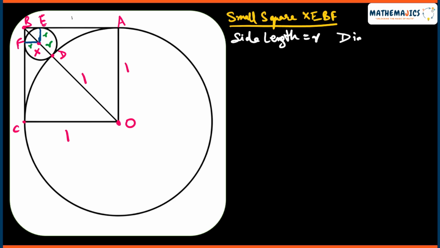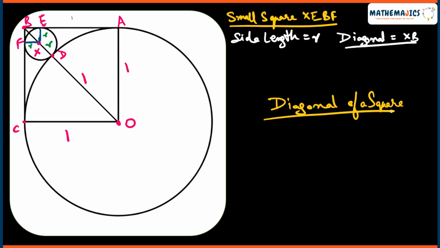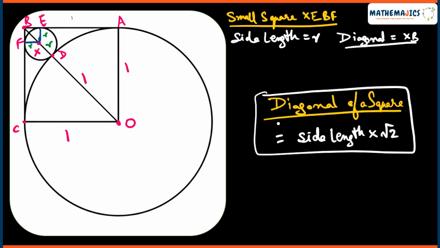What is the diagonal here? The diagonal is XB. Now there is one formula for the diagonal of any square. Let me write down that formula so that it can be useful for you. You can note it down if you want. Diagonal of a square: the diagonal of any square is the side length of the square times root 2. You can remember this formula. It can be very useful. You can write it down.